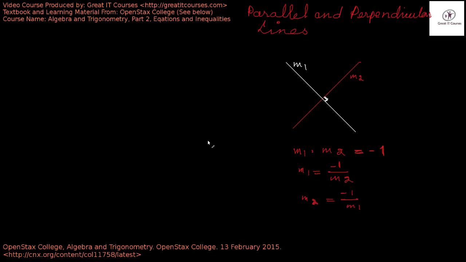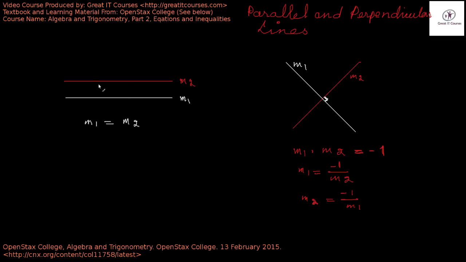Now if you have two lines that are parallel, for example, let's say you have a line over here and you have another line over here. Let's say these two lines are parallel, and this one has a slope m1 and this one has a slope m2. Then in this case m1 is basically equal to m2.